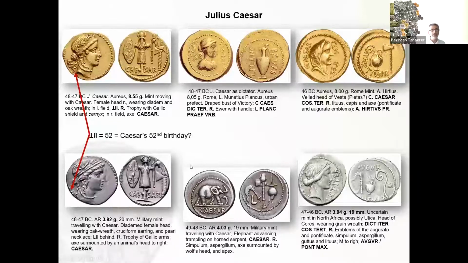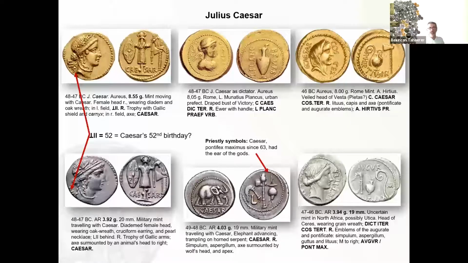And some eagle-eyed numismatists simply deciphered the numerals behind the head of this female figure that we see on both silver and gold coins. So it is 52, and they would like to believe that it is the 52nd birthday of Caesar that coincides to 49-48 BC, most likely. So it's an interesting detail.